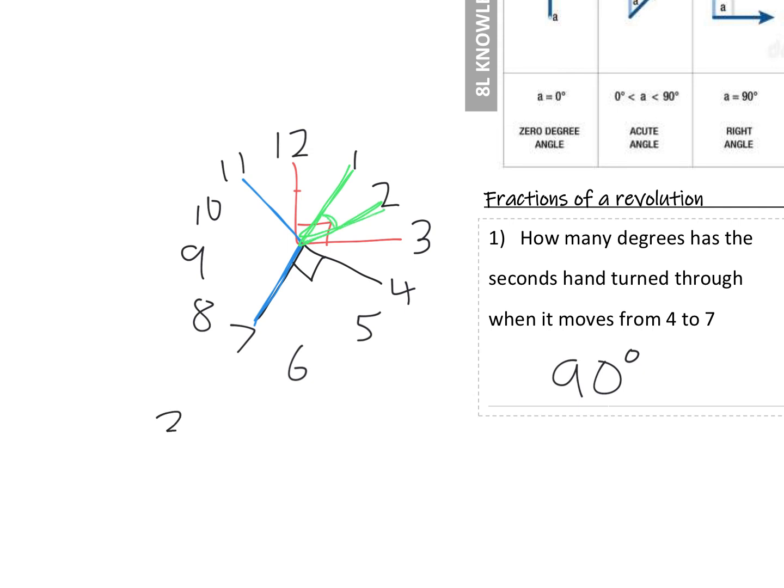Well, 360 degrees represents the 12 hours. So 1 hour would be 12 times less than that, which would give you 30 degrees. Or another way to think of it is 90 degrees was for the 3 hours. So a third of that, 1 hour, would be 30 degrees. So here we've got 1, 2, 3, 4 hours. So that's 30, 60, 90, 120. 30 degrees for every hour.